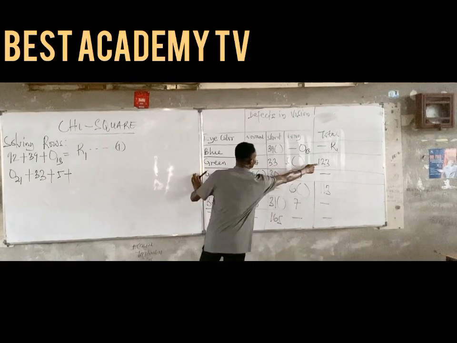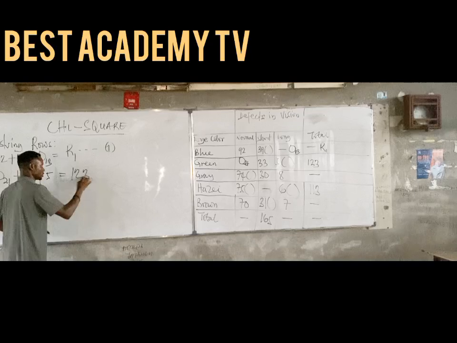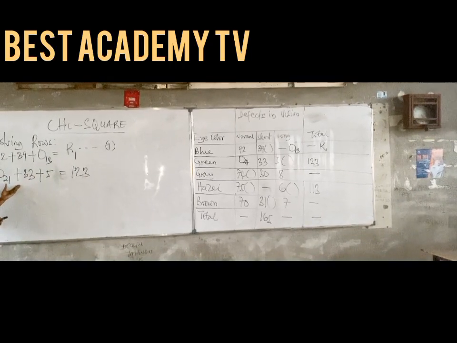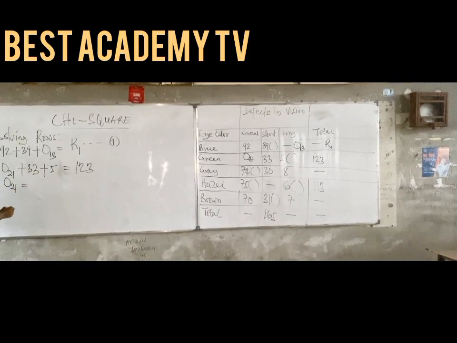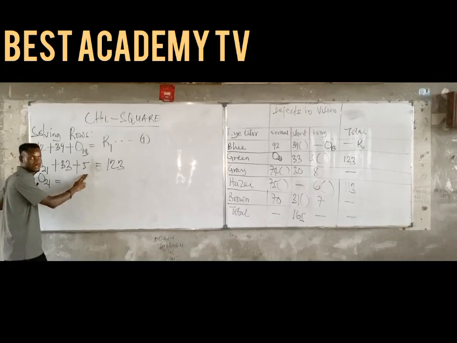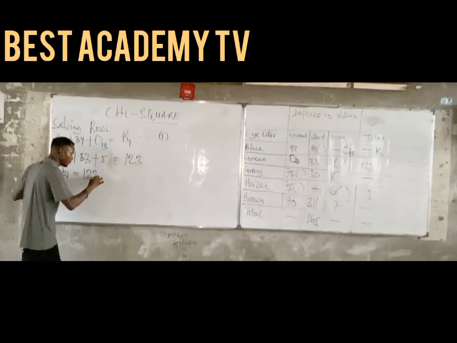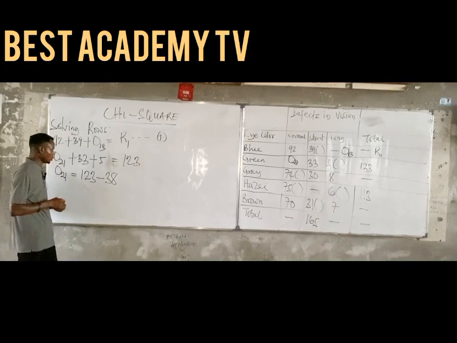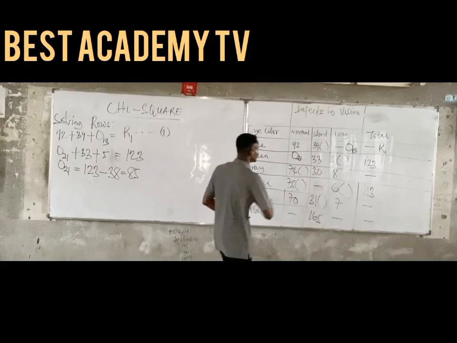Now this is going to be 33 plus 5 plus O of 2 1, and the total is equal to 123. I can easily make O of 2 1 the subject of the formula. So O of 2 1 will be 123 minus 33 plus 5, which gives us 38. Now this will be 123 minus 38, which is 85. So this value here is going to be 85.